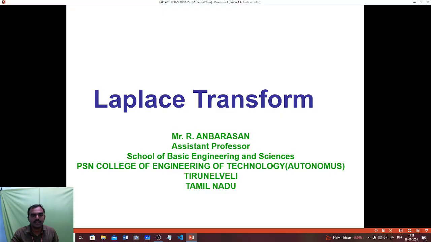Welcome to all. Today we are going to see the Laplace transform. Many equations are transformed into a simple equation. It is widely used in many applications in the engineering field, like the Fourier transform and Z transform. So now we are going to see the Laplace transform.